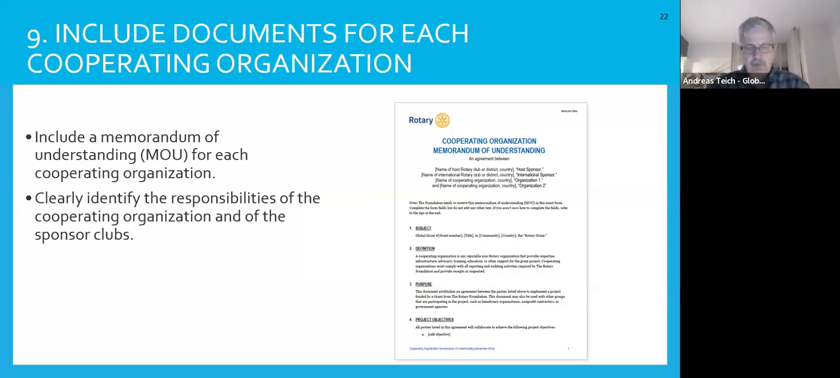Some districts have worked with World Vision and other organizations, so there are reputable organizations that you can work with. If you plan to work with them, they too need to have a memorandum of understanding. And so it's clear what the responsibilities are of the club, the cooperating organizations, and the folks involved. Remember that under Rotary's conflict of interest policy, no member of the grant committee can be on the board of a cooperating organization. So you can't do anything for yourself.